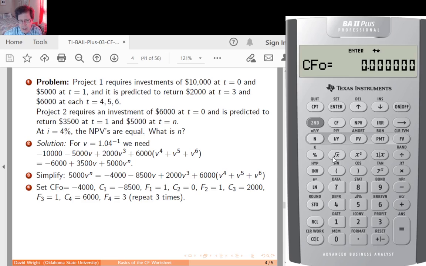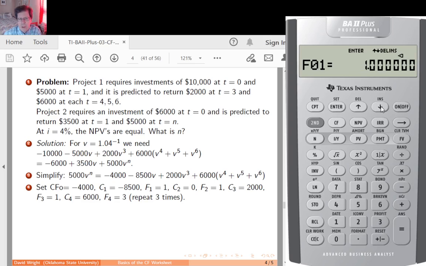So let's go to CF and make sure we clear it. Second clear, because we were just using it. And we're going to put in 4,000 minus, and that goes in for CF0. And the next one is 8,500 negative. That goes in for C1.